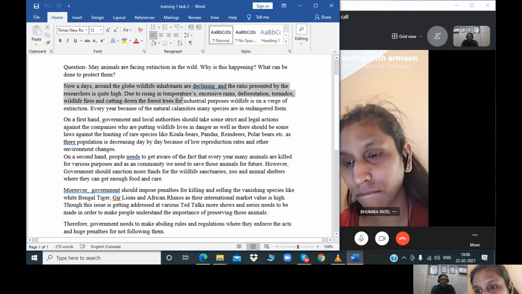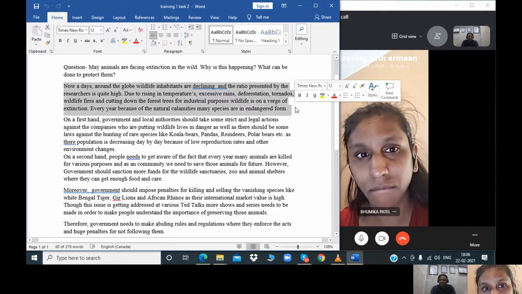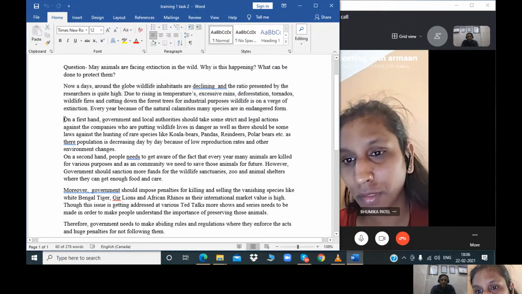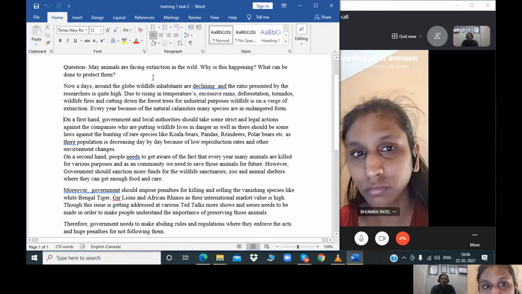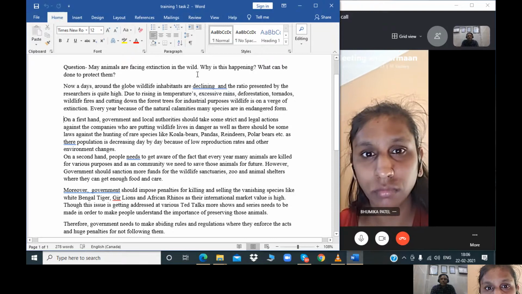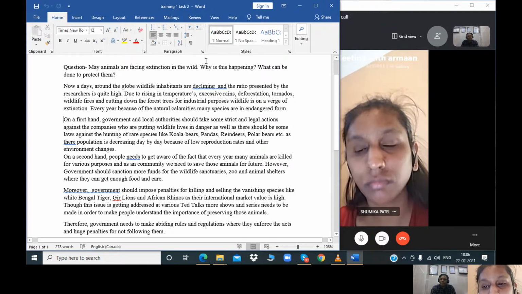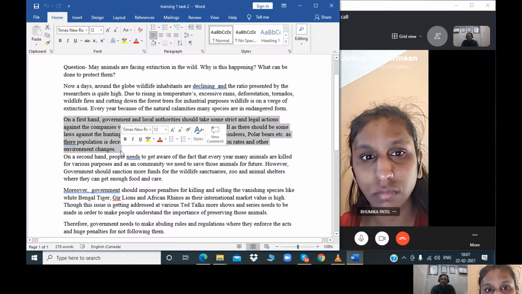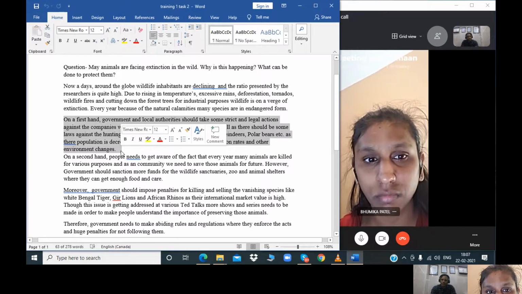This paragraph is known as the introduction. I told you the last time. The first paragraph, you can start with "Many animals are facing extinction in the wild." Why is this happening? This you have to try to explain in this first paragraph, like the last time I gave some examples.